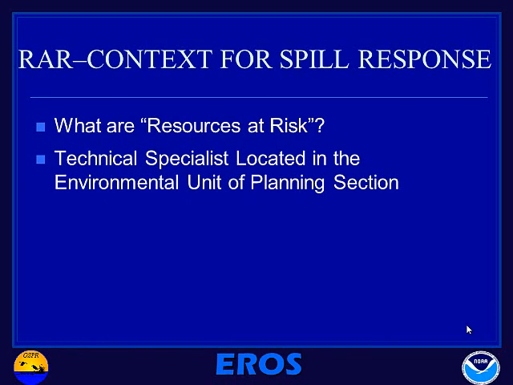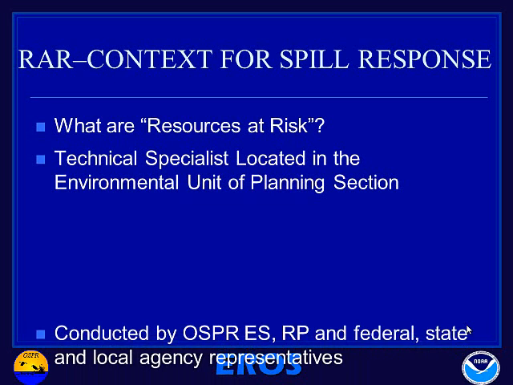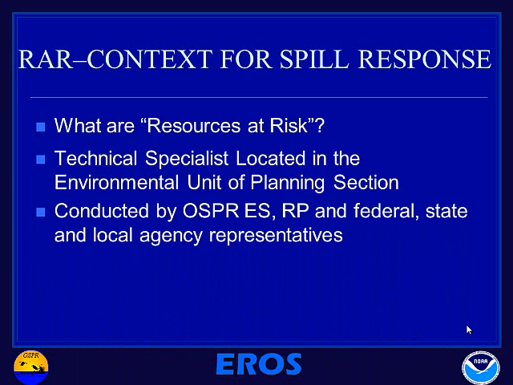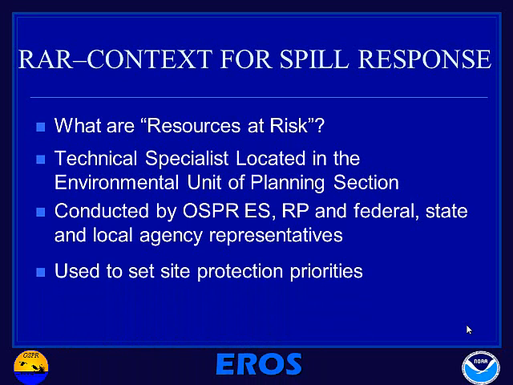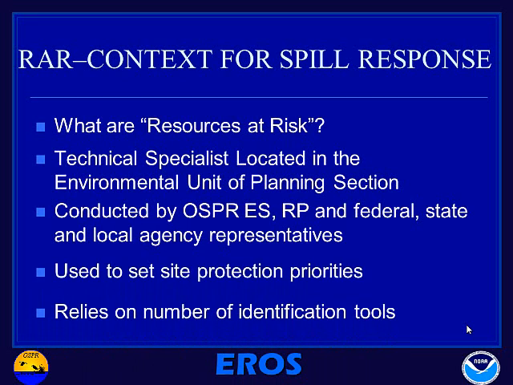Okay, so the resource at risk in the context of spill response is a technical specialist. It's located in the environmental unit of the ICS system in the planning section. It's usually conducted by OSPR environmental scientists, responsible party representatives, federal environmental scientists, state, local agency representatives. And we identify the resource at risk to set the site priorities for protection during spills. We rely on a number of identification tools, and we're just going to skim over those.